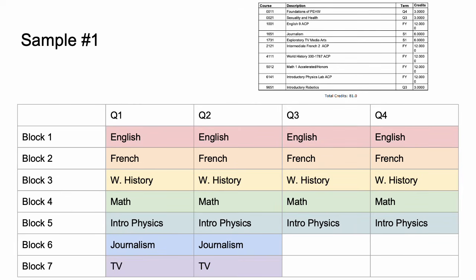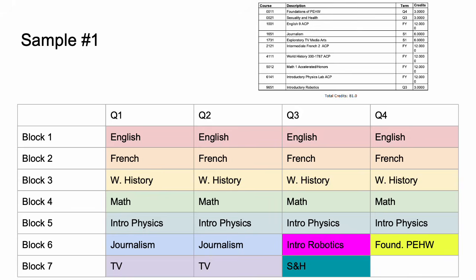Then we can fill in any semester courses. The student has journalism in semester 1 and exploratory TV in semester 1. It says S1 for semester 1. And then the student has some quarter classes, intro robotics in quarter 3, sexuality and health in quarter 3, and foundations in PE in quarter 4. This student just has a free block in quarter 4. The directed studies will be added since this is a freshman student before school starts.